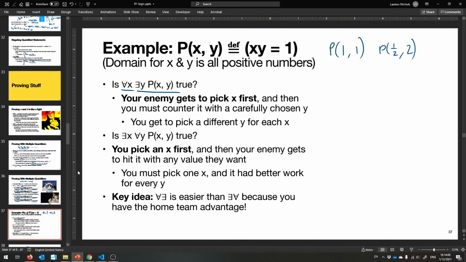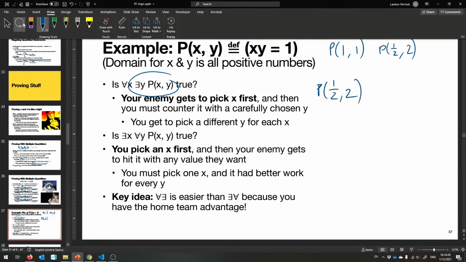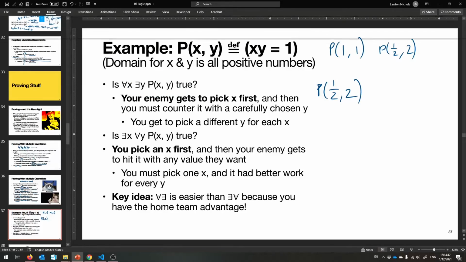So again, remember the order. Your worst enemy is going to pick an X, and he's going to pick all of them eventually. What's the worst possible X you can pick? There actually probably isn't one. So say your enemy picks, I don't know, 1/2. You now have to counter that. You have to say that there exists a Y such that P of XY is true for this particular X that your enemy chose. You didn't have a say in the matter. Now you get to pick your best Y to hopefully prove that this is true. And yes, you can totally pick your Y. In fact, you can always do it for this particular domain, because it can't be 0.